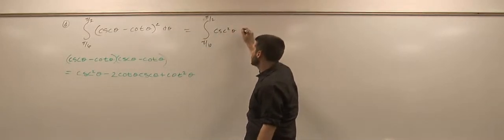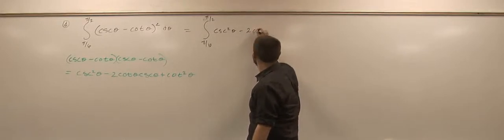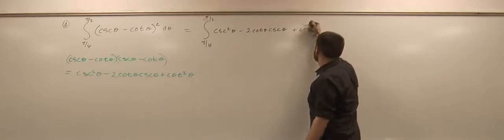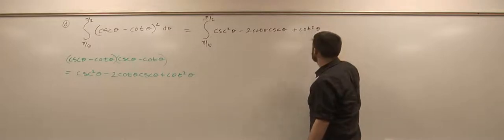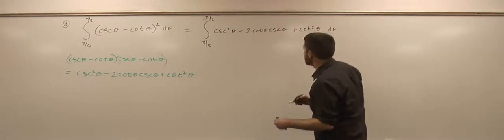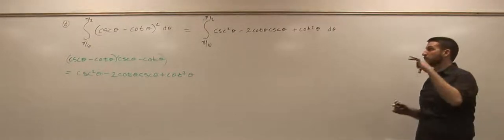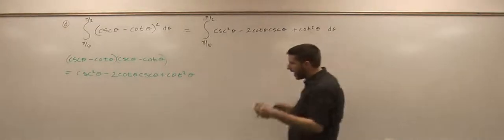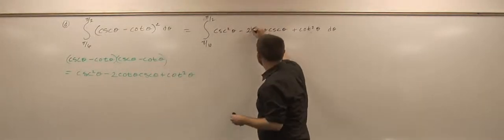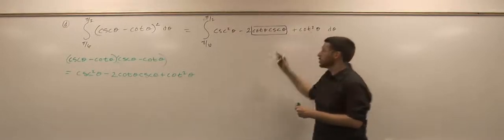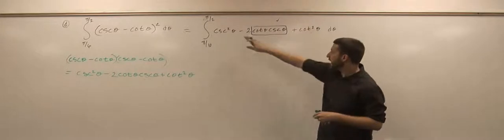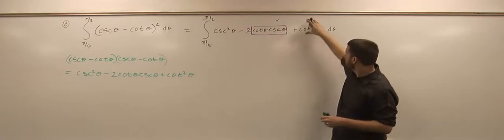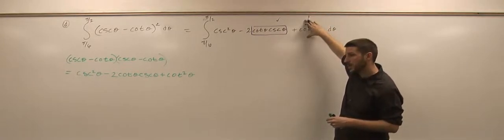Cosecant squared theta minus 2 cotangent theta cosecant theta plus cotangent squared. 1 plus cotangent and 1 minus cotangent? Plus. 1 plus cotangent squared equals cosecant squared. So right now, we like this, right? We can do the antiderivative of this guy. Cotangent cosecant is good. This guy's okay, but this guy we don't know an antiderivative for. So what I'm going to do is go ahead and rewrite my cotangent in terms of cosecant.